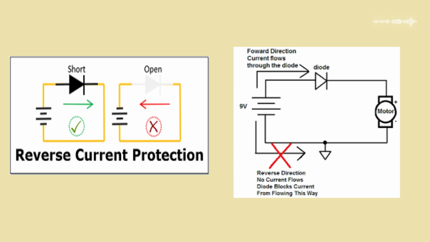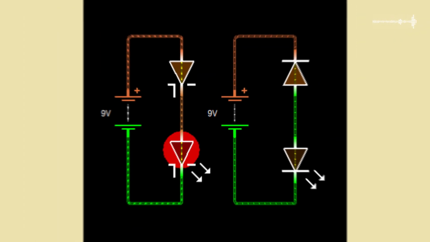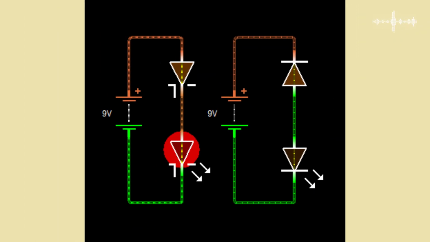A diode is a vital component that acts as a one-way valve for electric current. It allows current to flow in one direction, known as forward bias, and blocks it in the opposite direction, known as reverse bias. This simple yet powerful function makes diodes indispensable in modern electronics.